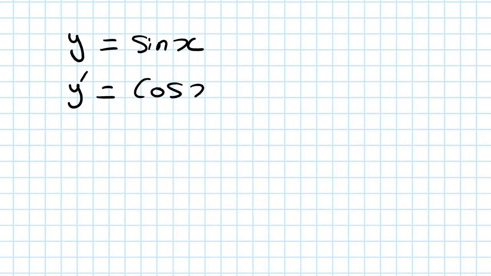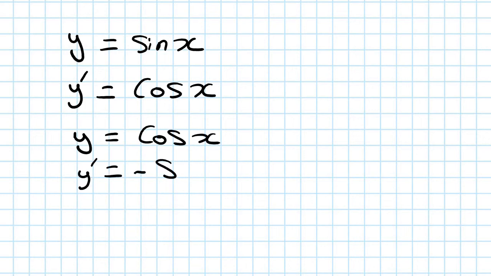So y is equal to, let's say y equals sine x. Okay, so we know that dy/dx or y dash is equal to cos x. Okay, that's a rule of differentiation of sine x. So let's say y is equal to cos of x, so y dash is equal to negative sine of x.